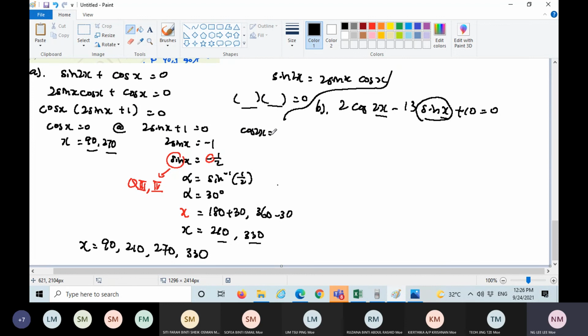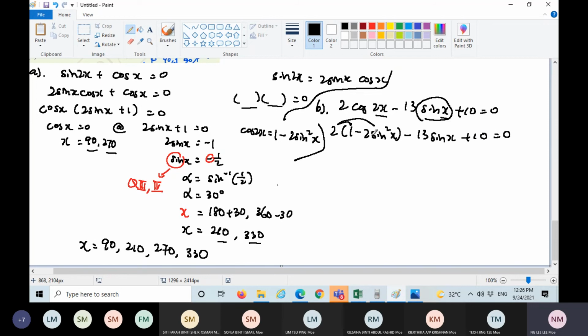Cos 2x is equal to 1 minus 2 sine square x. This one has no cos x anymore. After that, you will see my question has no cos and no 2x. All deal with sine x only. Very cantik. So continue: cos 2x replaced with 1 minus 2 sine square x, minus 13 sine x plus 10 equals 0.